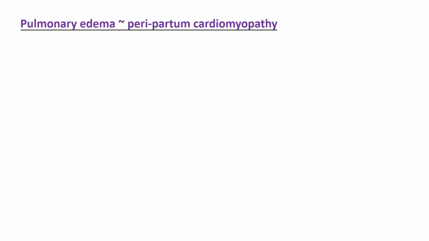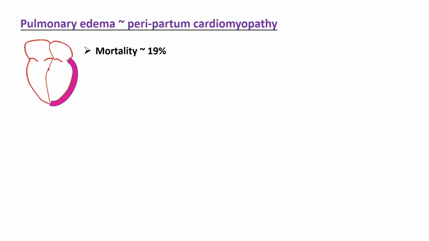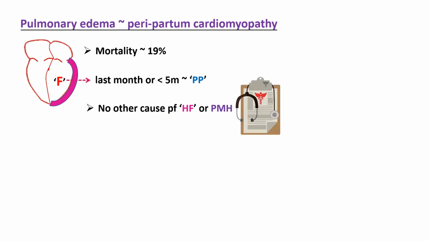So just briefly about peripartum cardiomyopathy. The mortality risk of peripartum cardiomyopathy is put at around 19% in pregnant ladies. The heart failure tends to happen in the last month or within 5 months after postpartum. That is when they are at a much higher risk of developing peripartum cardiomyopathy and heart failure.